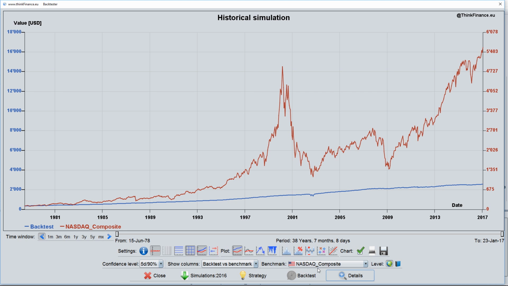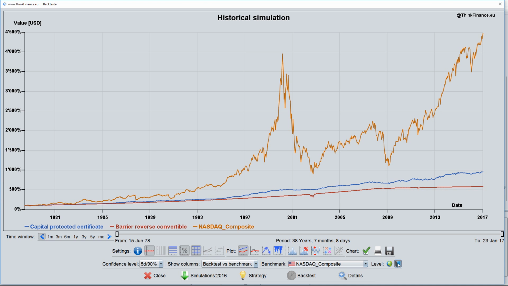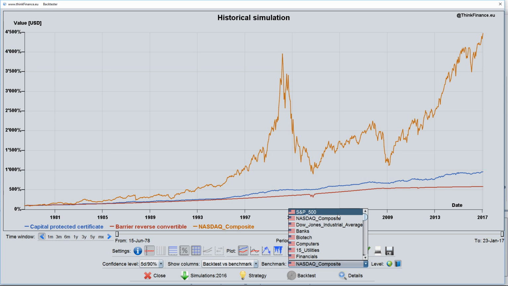And here is the market value of both products combined, but I would like to look at them individually. So I click on this button here, the book by book view or product by product view. And here you see the long-term rolling investment strategy of the capital protected certificate in blue and the long-term rolling investment strategy into the barrier reverse convertible in red. And both products are on the S&P 500, so let's use the S&P 500 as a benchmark.